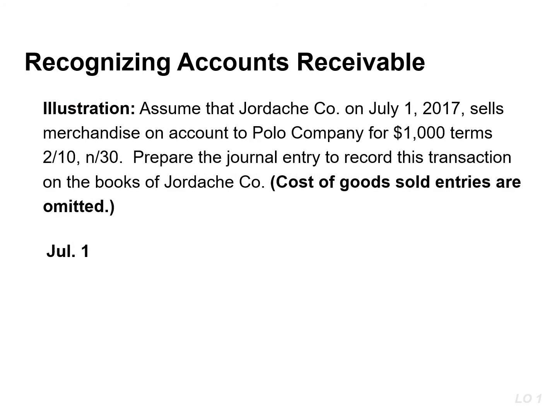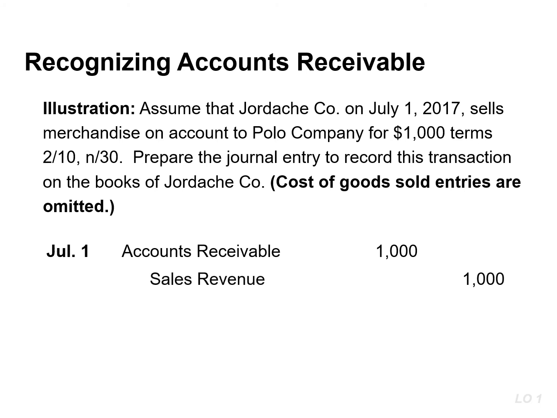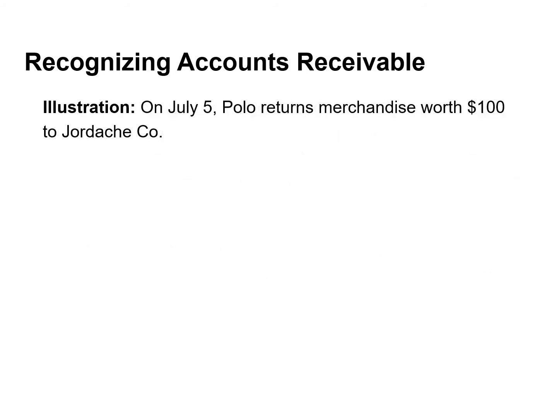Let's assume that DoorDash Company sells merchandise on account to Polo Company for $1,000. The terms are 2/10, net 30. In this example, we will ignore the cost of goods sold entries and focus on just the credit sale. A credit sale results in a debit to accounts receivable and a credit to sales revenue, in this instance in the amount of $1,000.